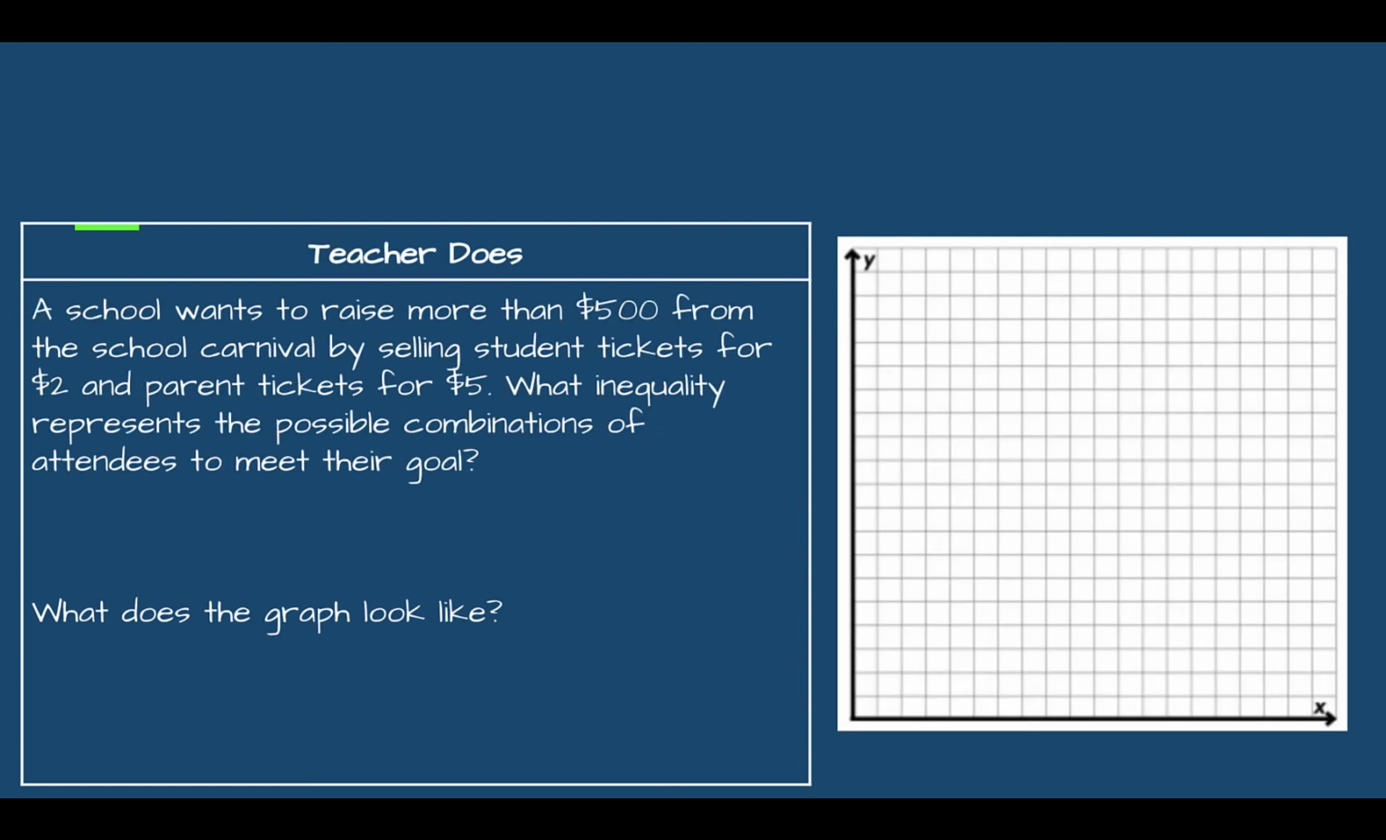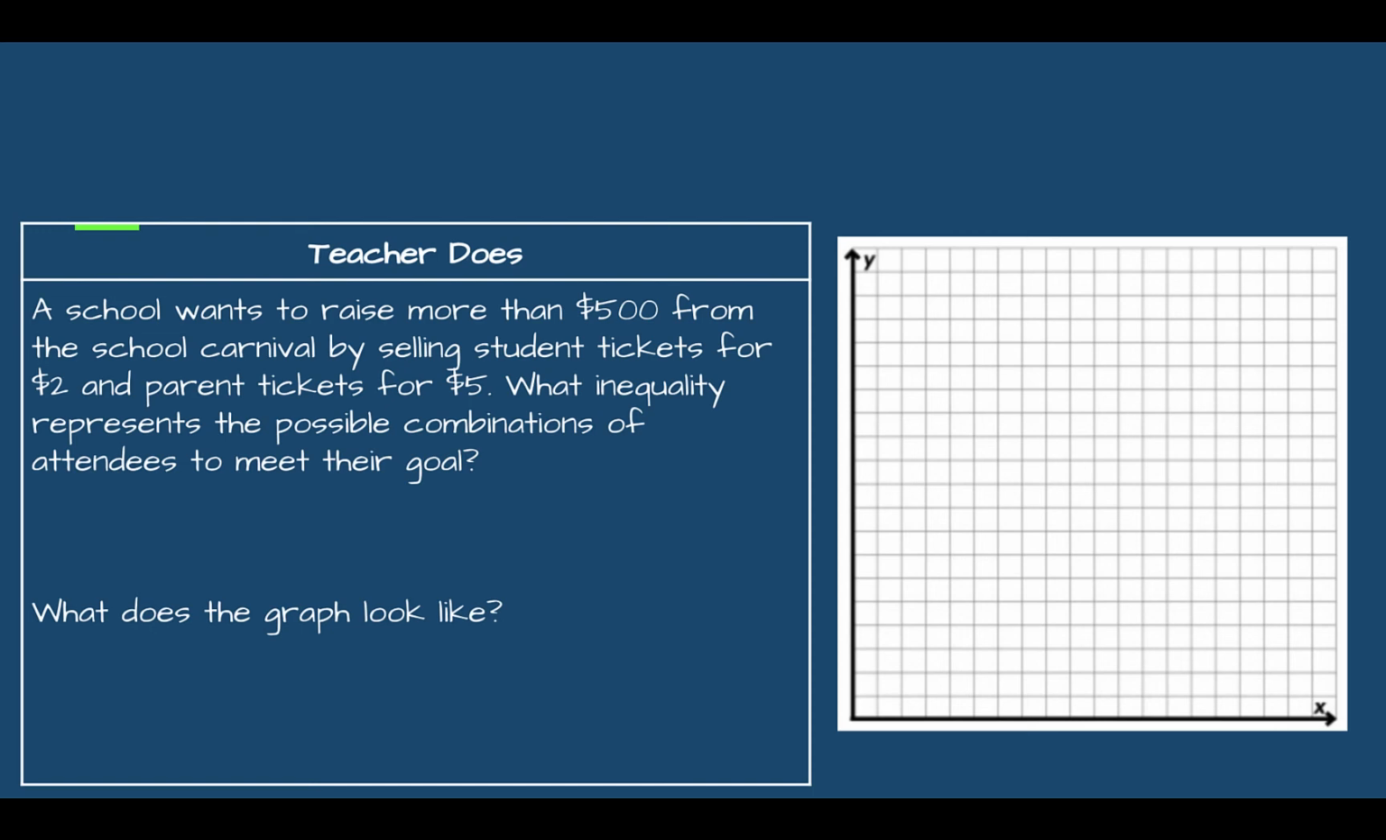Let's look at another example. A school wants to raise more than $500 from the school carnival by selling student tickets for $2 and parent tickets for $5. What inequality represents the possible combinations of attendees to meet their goal?